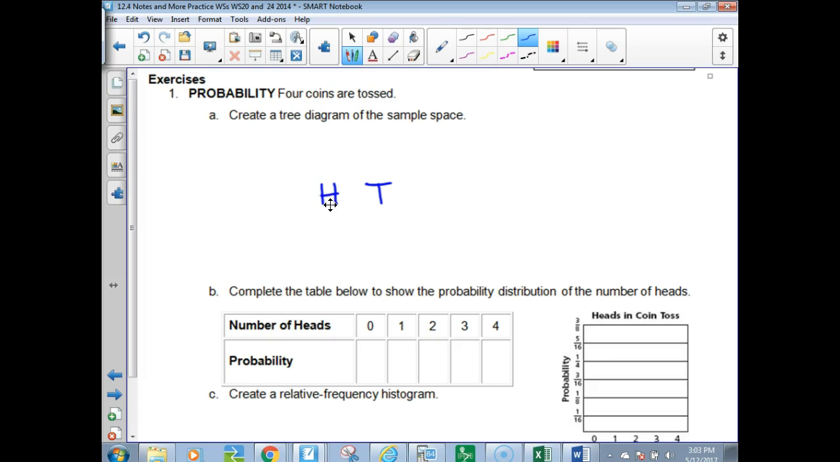Okay, so what could you flip if you have first choice heads and tails? If you get heads, then you could get for the second flip heads or tails. For the third flip, you could also get heads or tails. And that could happen from both of those last scenarios, heads or tails. How many coins have I flipped now? 3. All right, from there, I can get heads or tails.